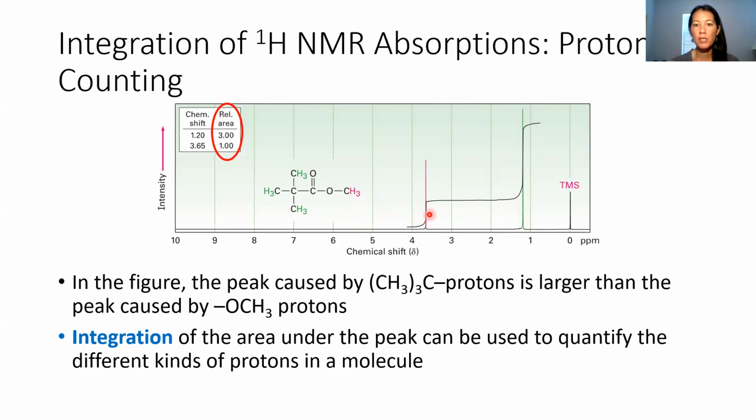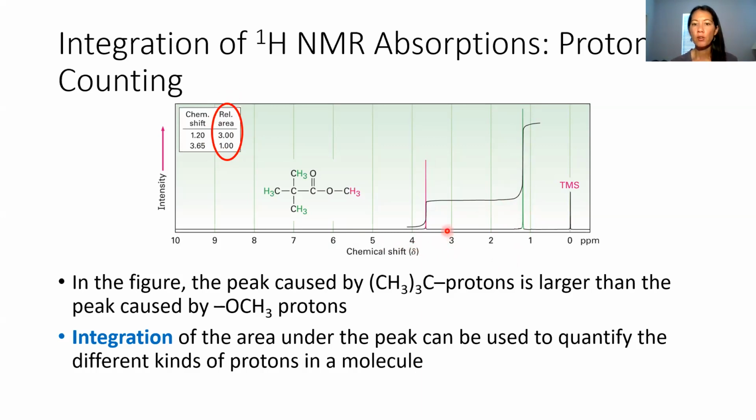So the integration can also be shown as a line. The length of this line, for example, would be 1. The length of this line would amount to 3. Relative amounts 1 to 3. Most people just look at the readout of relative area 1 to 3. What that tells you is this could represent 1 hydrogen, and this can represent 3, or possibly 3 to 9. So that's how you are going to utilize the integration. It's going to help you figure out the relative amounts of protons of that type within a molecule.